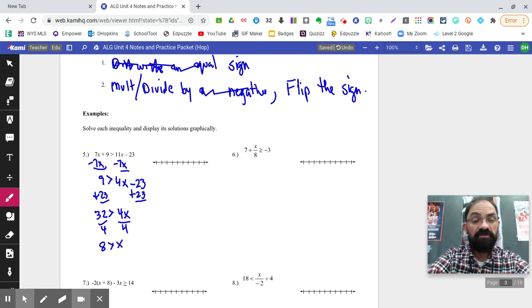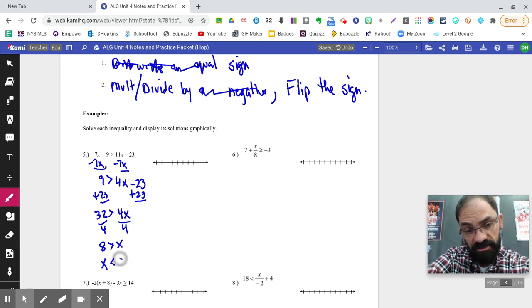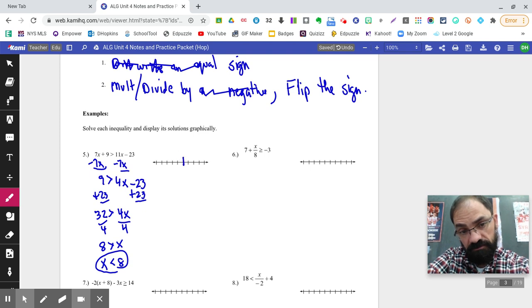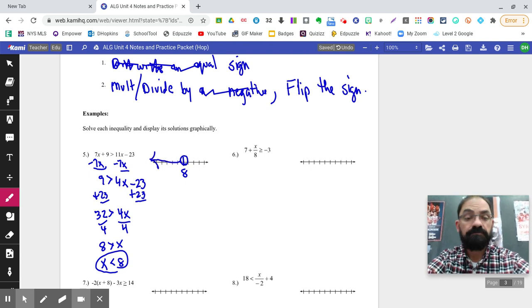Now again, I want to flip that so the variable comes first. x is less than 8. 8 goes in the middle. Open circle, and I'm going to shade to the left. So they're the same as solving equations.